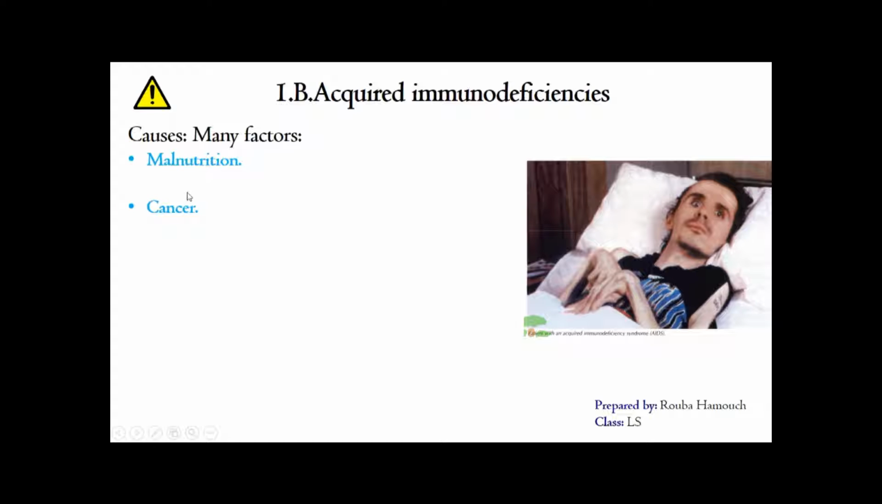Cancer also may lead to acquired immunodeficiencies, since in cancer we have rapid multiplication of cancer cells. So the immune system becomes weak, and the cytotoxic T lymphocytes cannot kill or destroy all cancer cells. We have depletion in immune cells.